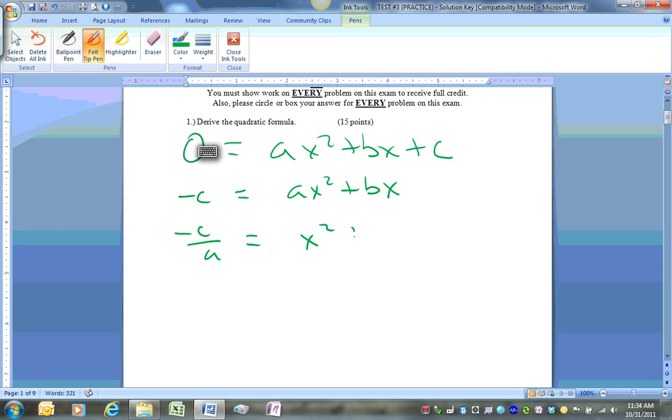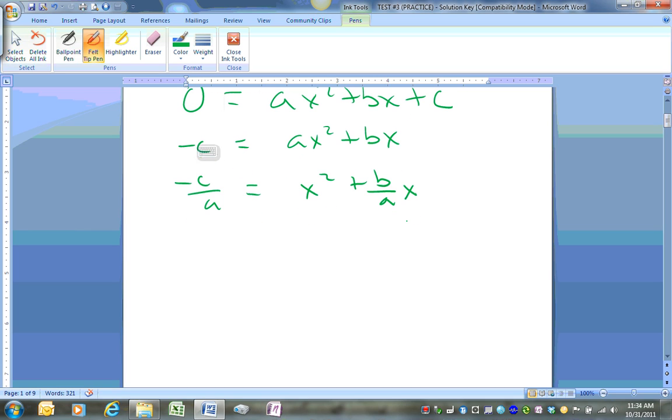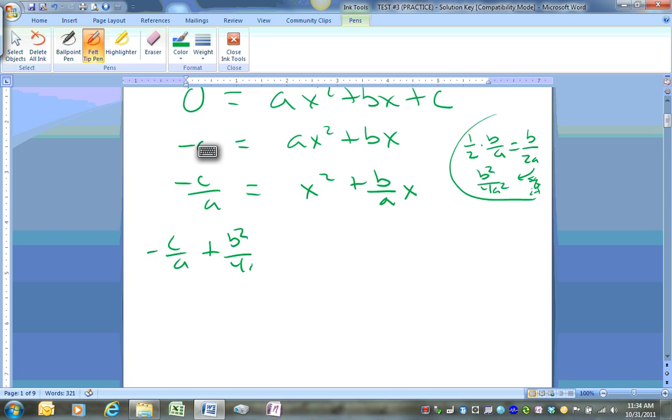So now you have this. Then we want to complete the square. Remember, when you complete the square, you got to take half of the linear coefficient, which is b over 2a, and then square it, which would be b squared over 4a squared. So I'm going to have negative c over a plus b squared over 4a squared, and x squared plus b over a x plus b squared over 4a squared.